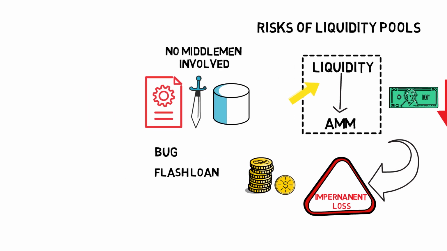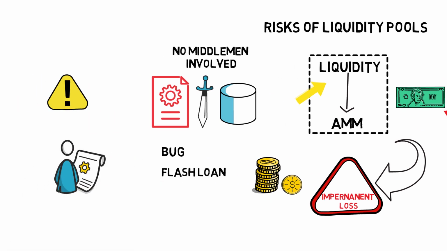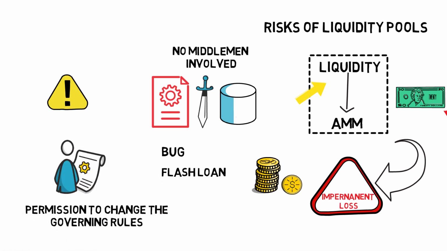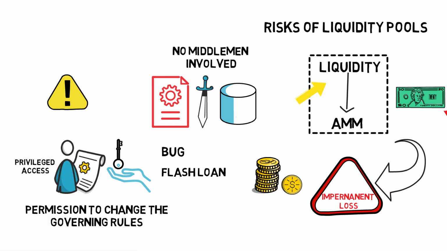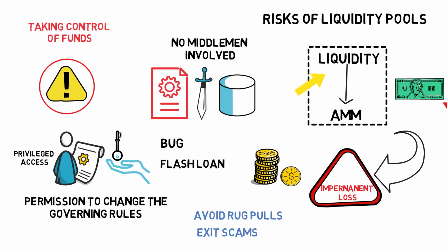Also, be wary of projects where the developers have permission to change the rules governing the pool. Sometimes, developers can have an admin key or some other privileged access within the smart contract code. This can enable them to potentially do something malicious, like taking control of the funds in the pool. Try and avoid rug pulls and exit scams as best you can.